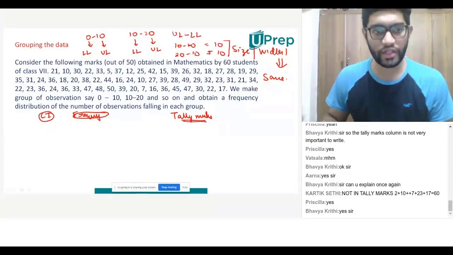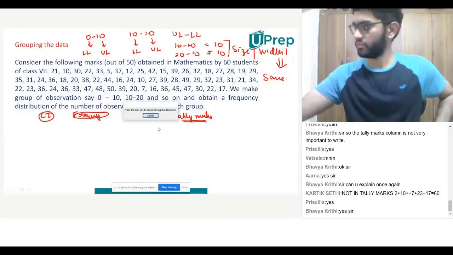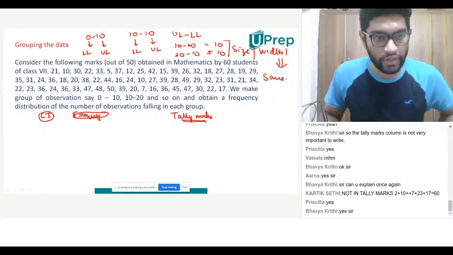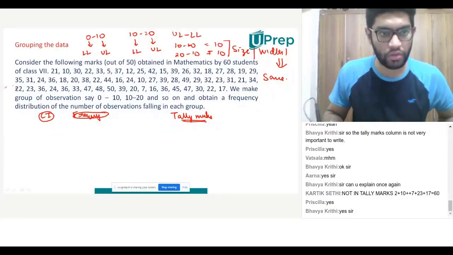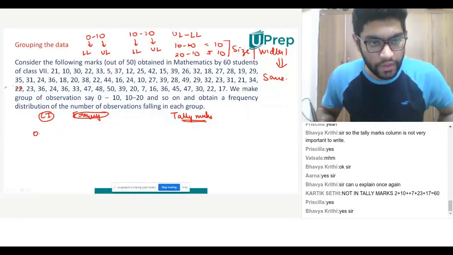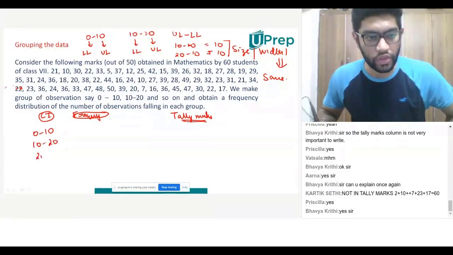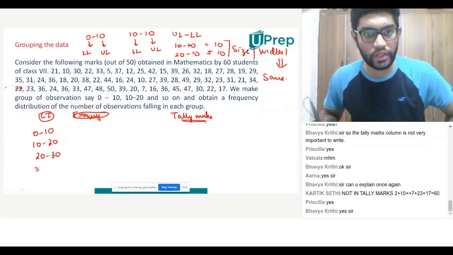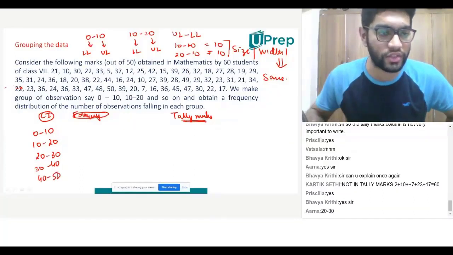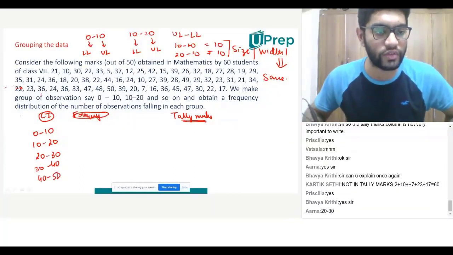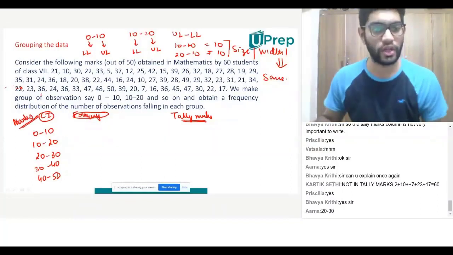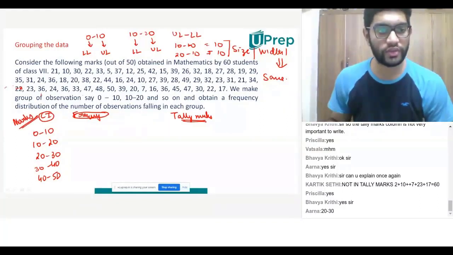So he says our group has to be 0 to 10, 10 to 20, 20 to 30, 30 to 40, and 40 to 50. What is the class interval talking about? The class interval is talking about the marks. Okay, is that clear? Now let's look at the frequency, guys.